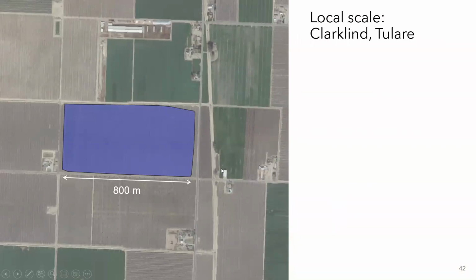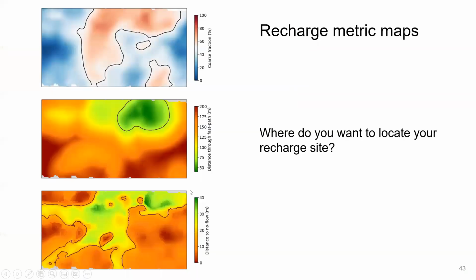So this is about the farm that we did the TODM survey. It's about 800 meter size. And not going into the detail, but those are the recharge matrix maps. The first one is the integrated coarse fraction map, and that's the path to the water table, the depth to the shallowest low K unit.